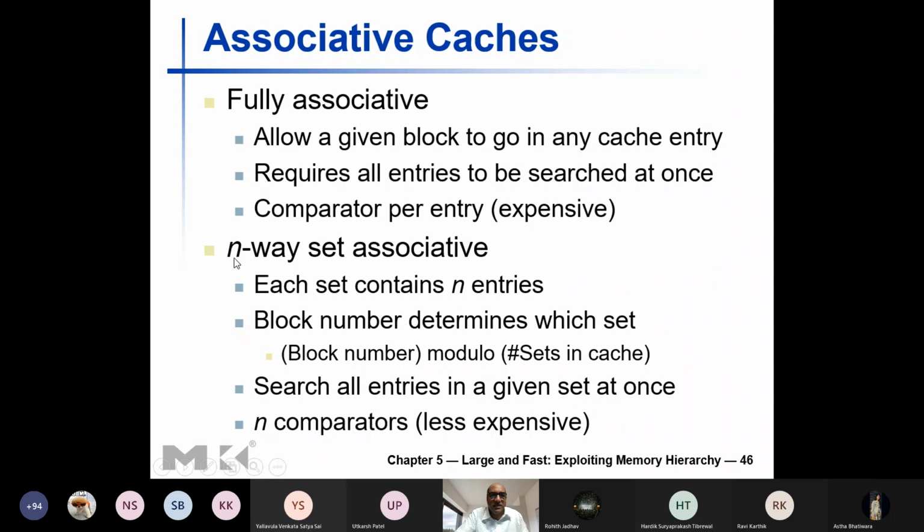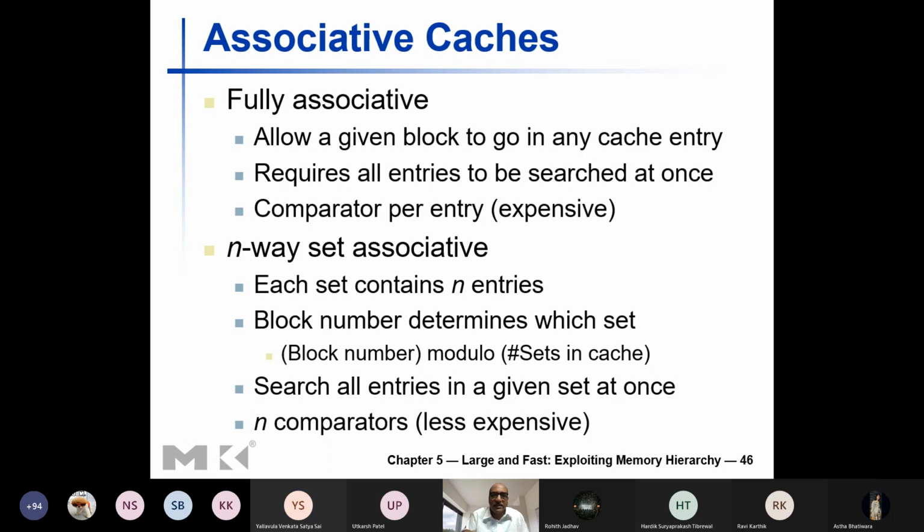With that, you can manage or optimize the miss rate to some extent. But at the same time, since this is set associative, depending upon n, how many blocks the set can accommodate, the number of comparisons that need to be made changes. If it is an n-way cache, it means that n comparators are required for every set.